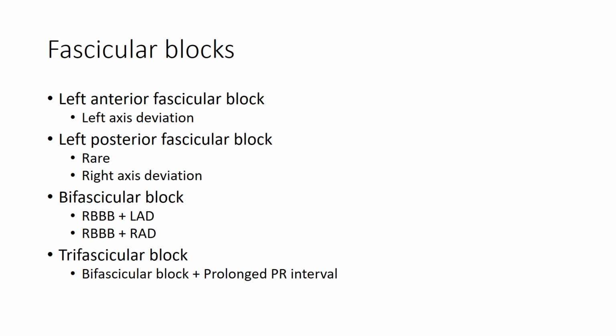If a patient with right bundle branch block also has left axis deviation, then it is termed as bifascicular block, and similar is the case if there is right bundle branch block along with right axis deviation. And if bifascicular block is combined with a prolonged PR interval or first degree AV block, it is termed as trifascicular block.